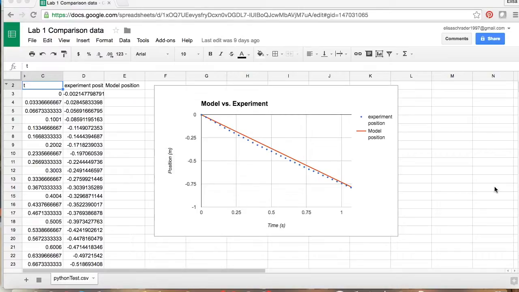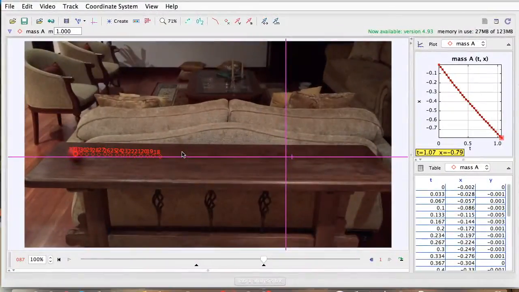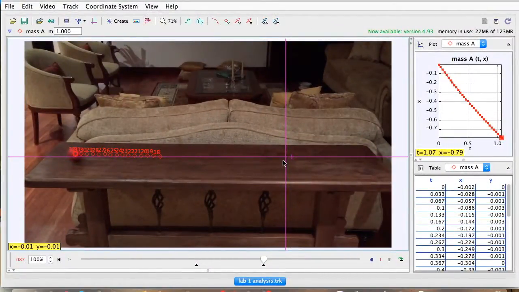To understand why the slope of these graphs is negative, we must go back to the video. In the video, I chose to have my origin at the spot where the ball started. That means that the y-axis is the vertical one and the x-axis is the horizontal one. If you move from the origin to the right, your position is going to be positive, and if you move from the origin to the left, the position is going to be negative.